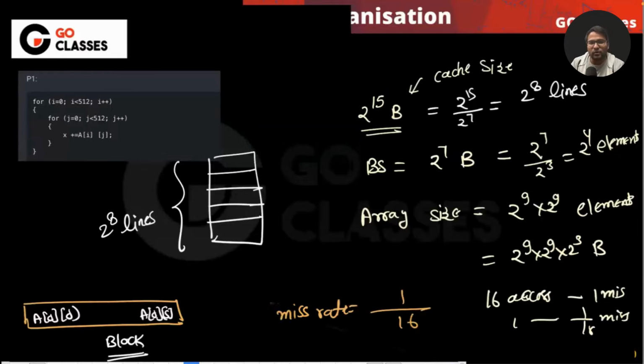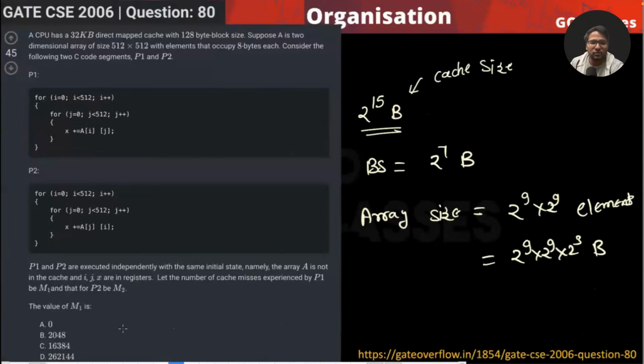So 2 power 9 into 2 power 9 elements, if you are going to access, then how many misses are you going to have? 1 upon 2 power 4 into 2 power 9 into 2 power 9. So it is 2 power 14. These many misses you have. So whatever is the 2 power 14, you can see. I think most probably C is the answer.